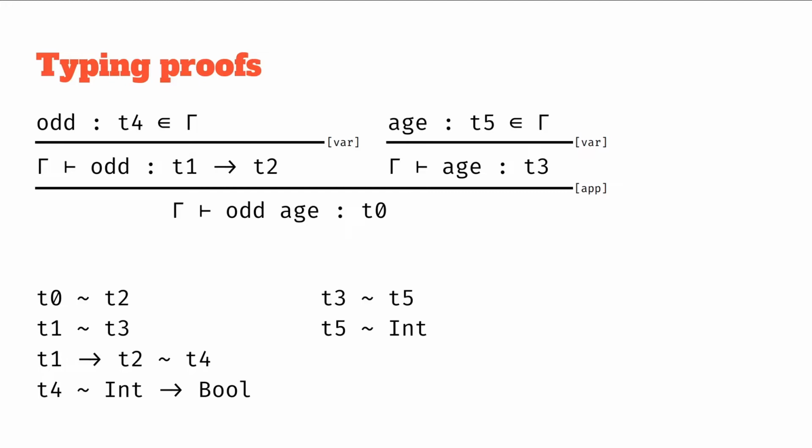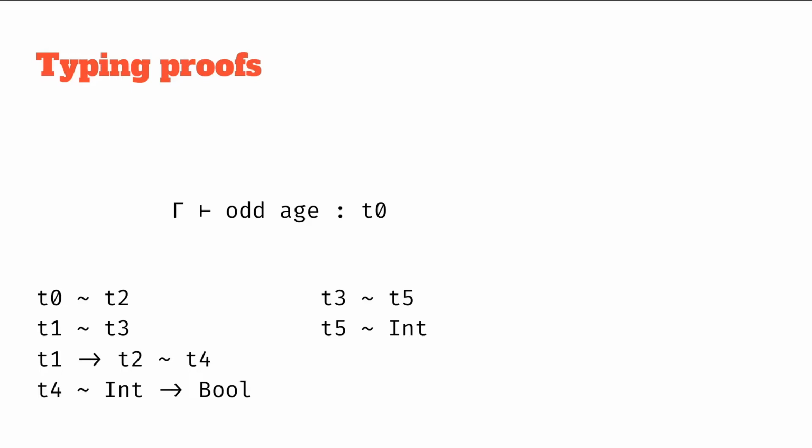Okay, so we've completed our type tree, but we haven't actually put any types on it in terms of what is t0. And we still don't really say t0 is unifying with anything yet. So let's get rid of the rest of the tree. We just need this part. From the context gamma, it follows that odd age has type t0. Again, we don't really know what this type t0 is, but we know it has to satisfy these constraints.